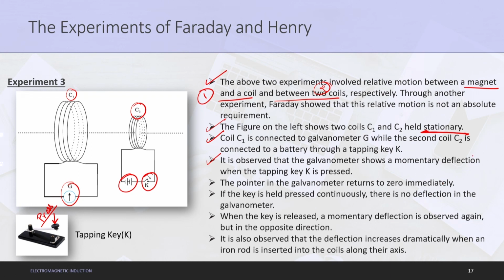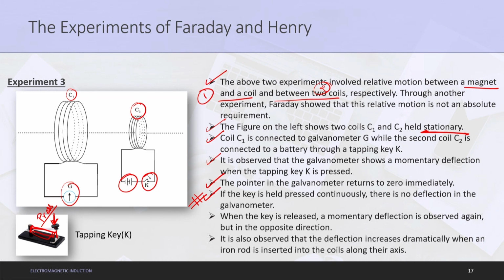This is the concept I told you: a momentary deflection occurs, and then the pointer goes back to its original position. To be more clear, the pointer in the galvanometer returns to 0 immediately. If the key is held pressed continuously, that means if we keep it connected like this for a long period of time, there is no deflection in the galvanometer. Very important point.